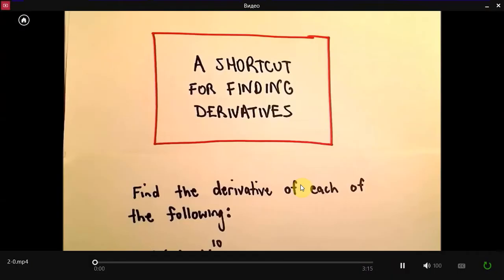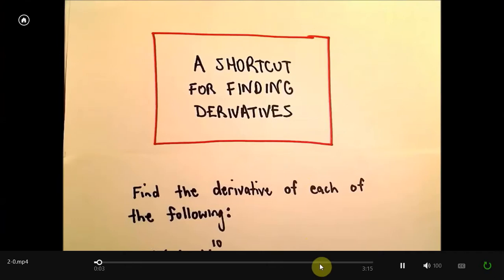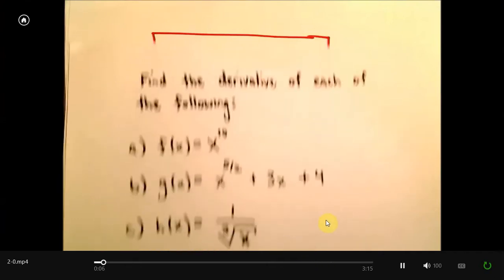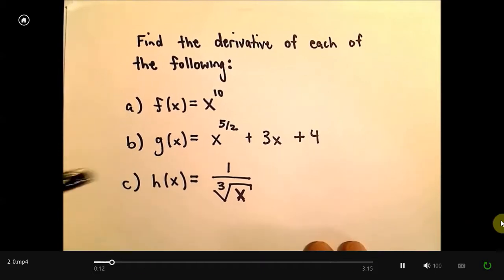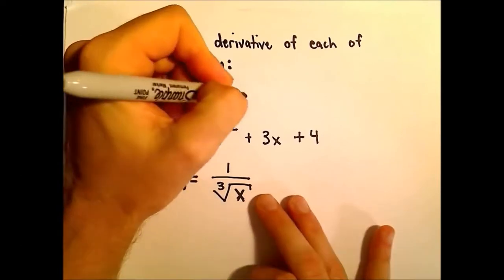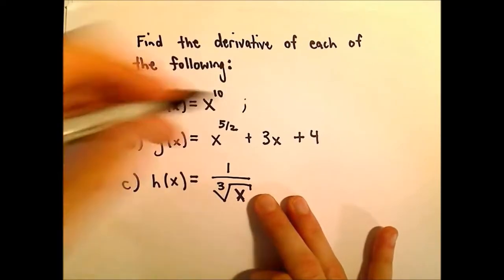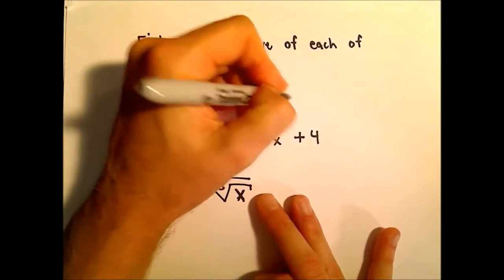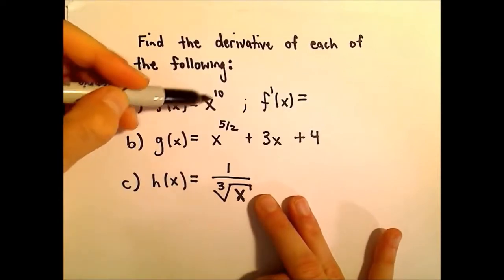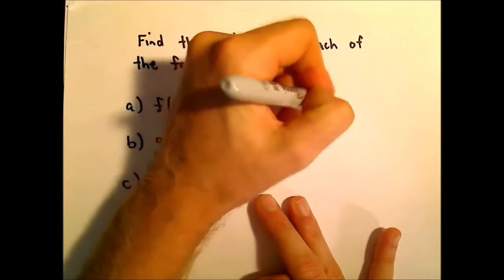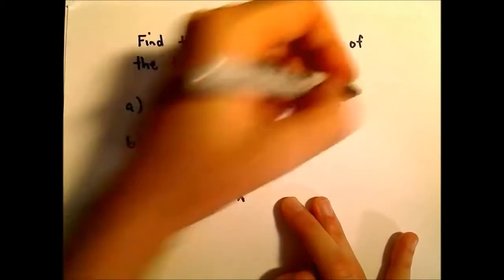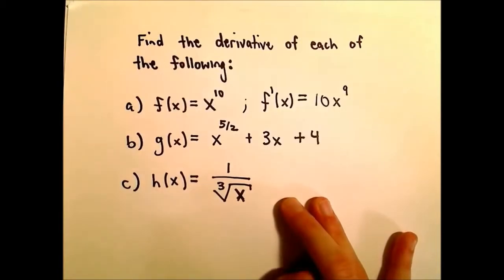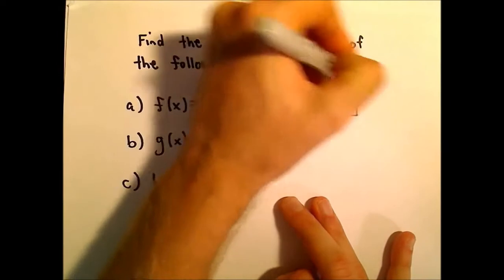Okay, a shortcut for finding derivatives: find the derivative of each of the following functions. They give three examples: a, b, c. Let's solve them one by one. First one, f of x is equal to x to the power of 10. The derivative of this function is 10 times x to the power of 10 minus 1, so 10x to the power of 9. This is our answer.